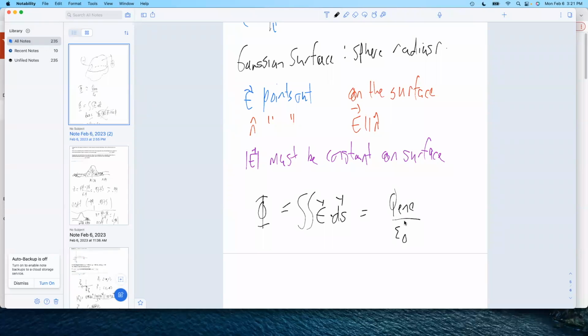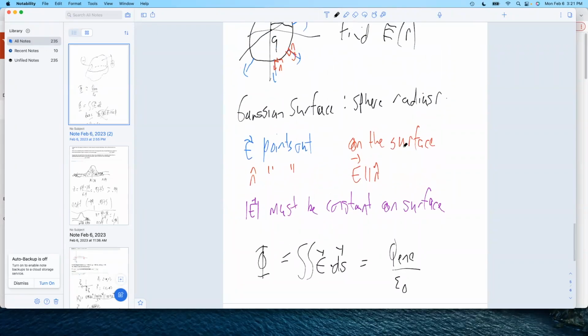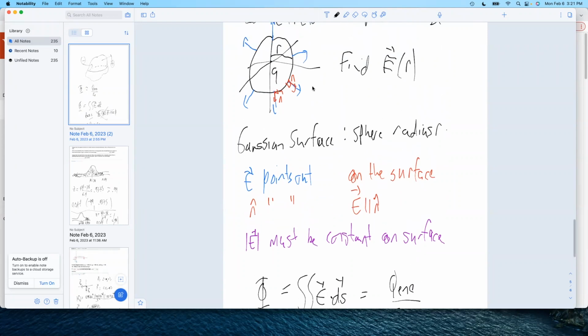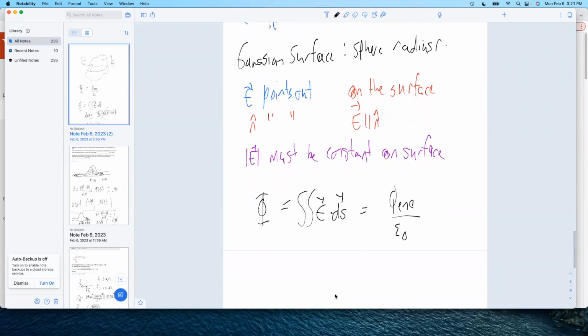Okay, two things happen here. That's why I have to write these out. This is a required step. Because E is parallel to the normal vector, because E passes perpendicularly through the surface, the dot product of parallel vectors is just the product of their magnitudes. So this just becomes the magnitude of E dS.